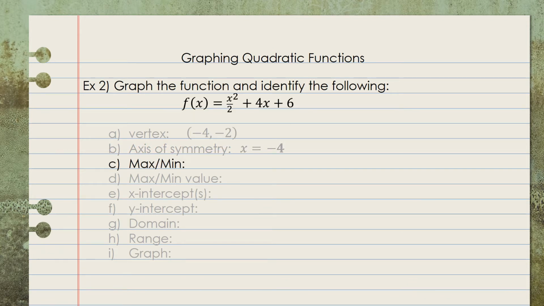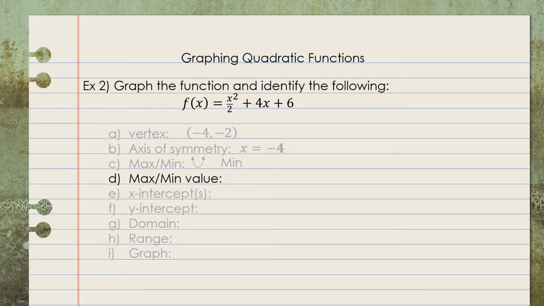For the max or min value, we look at the leading term, which in this case is the a value, the value in front of x squared. Specifically, look at the sign. Is it positive or negative? Since it's positive, it will be an upward facing parabola, which means it will have a min or a minimum point.